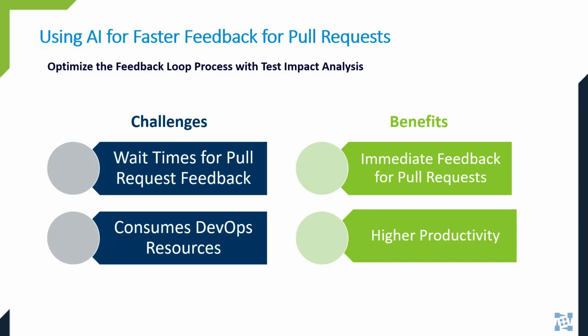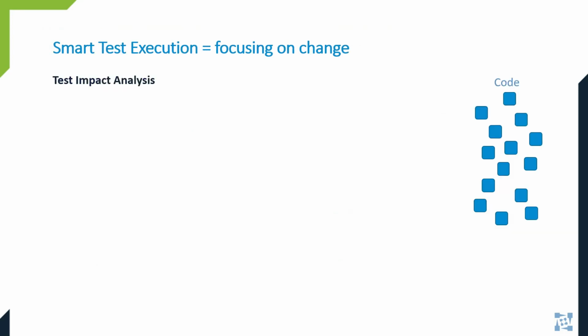Now, it's important to note that the application teams will still need to consistently run their full test suite, but for pull requests or situations where development needs quick or immediate feedback on the impact of changes that they've made, they can employ test impact analysis to streamline these processes.